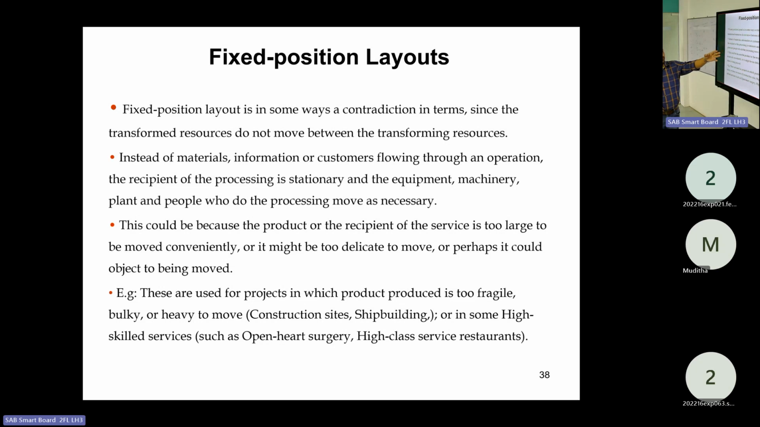Instead of material flowing through an operation, recipient of the processing, that is product, for customer and services, is stationary, unmoving. And equipment, machinery, and plant and other working staff to do the processing move, come in and do the processing as necessary. Construction sites, shipbuilding, and then high skill services like open heart surgery, service restaurants could be good examples for that.